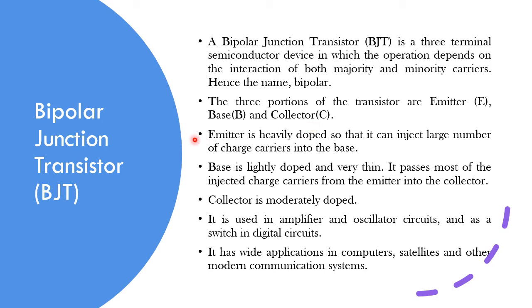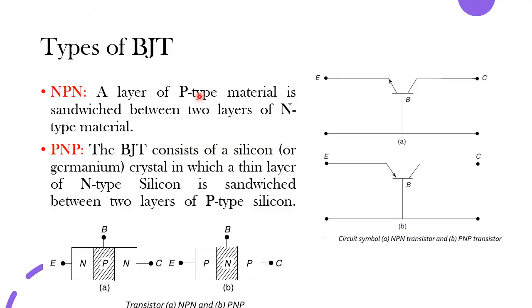This BJT is used in amplifier or oscillator circuits and also acts as a switch in digital circuits. Also used in computers, satellites and other communication systems. Now we'll see the types of BJT. The BJT is divided into NPN and PNP transistor.